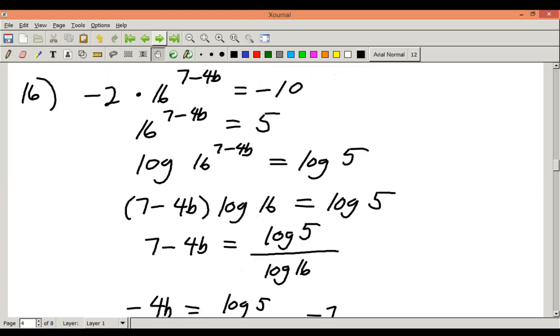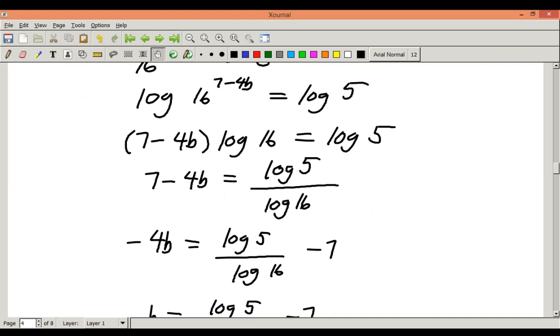Okay, next problem is number 16. So again, the variable that we're looking to solve for is up in the exponent. So we're going to have to use logarithms to solve this equation. But first, let's divide both sides by negative 2. That'll give you the second step. Now take the log of both sides in the third step. Apply the log of a power on the left side, so that's going to bring that 7 minus 4b in parentheses down as a multiplier of log of 16 equals the right side. And then algebra takes over, so divide both sides by log of 16.